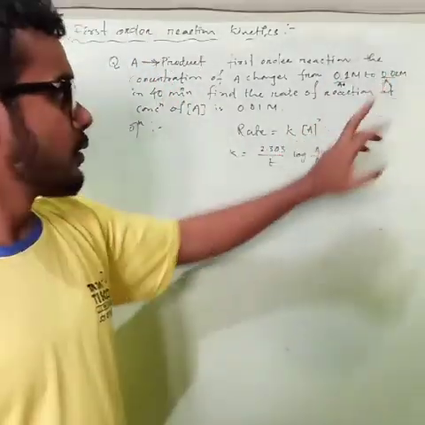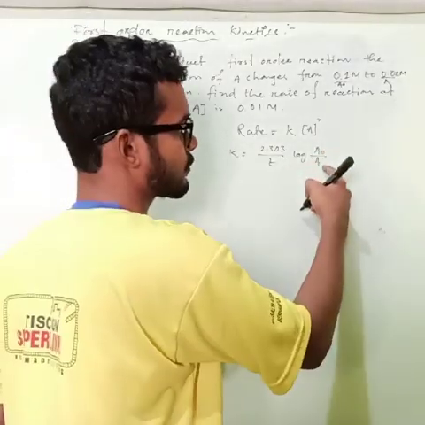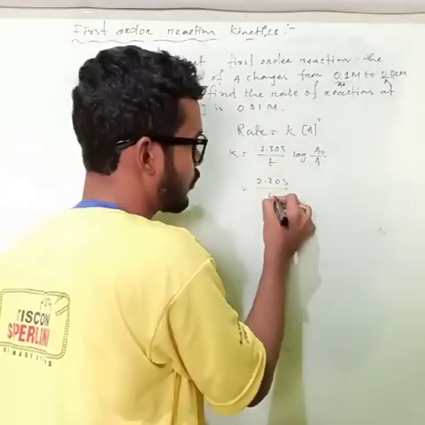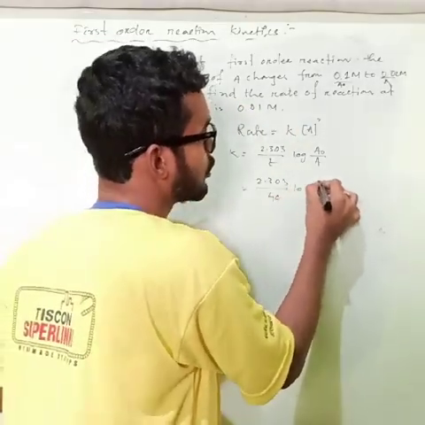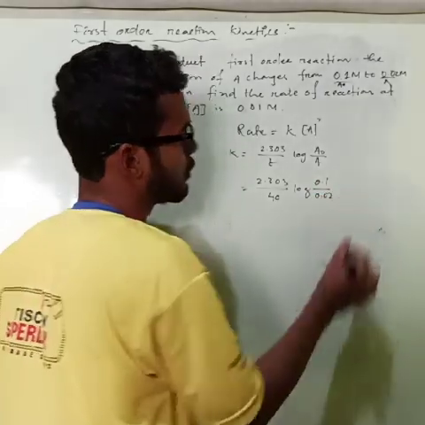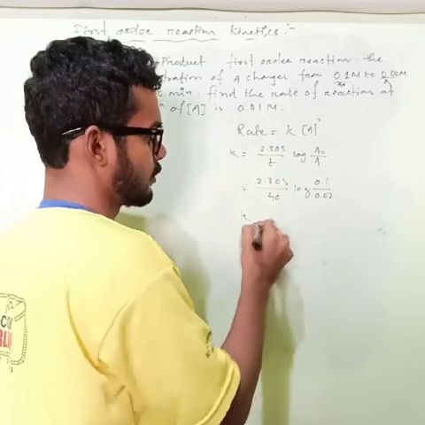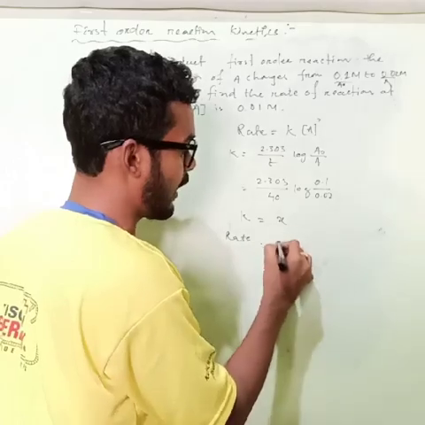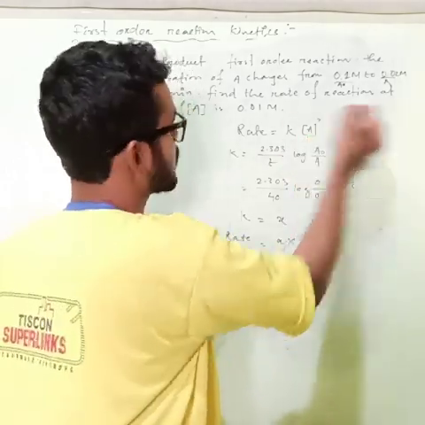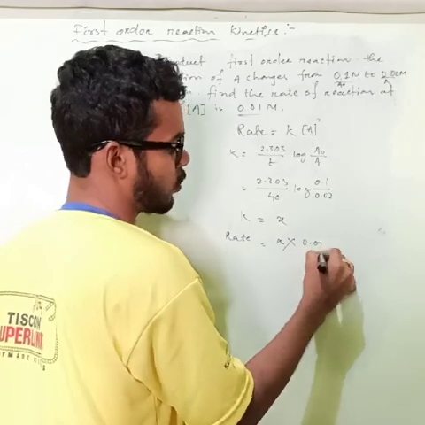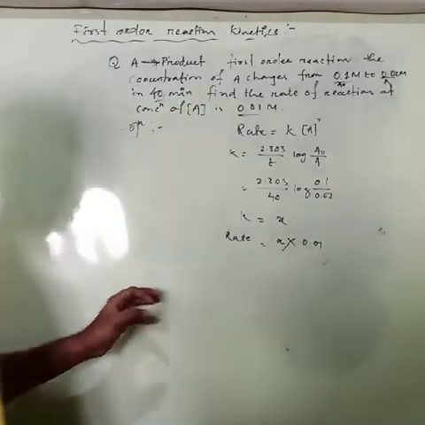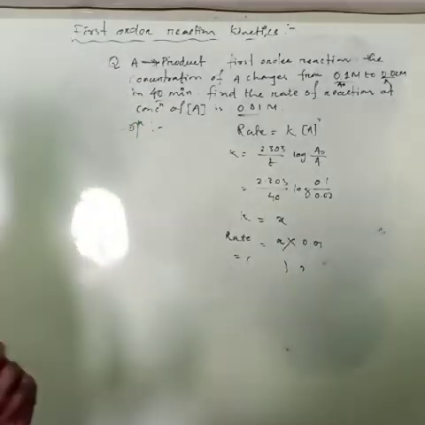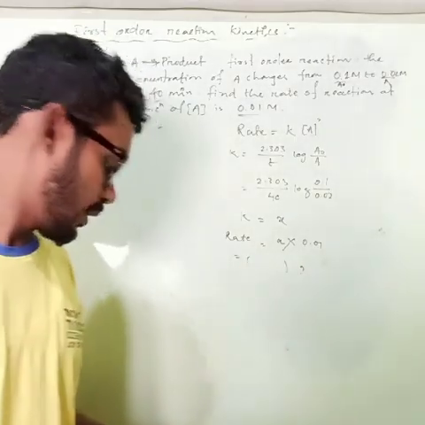So you can put the values: 2.303 by 40 log 0.1 by 0.02, since t is given as 40 minutes. If you solve it, you get k. Suppose k is x, so rate equals x into the concentration of a, which is given as 0.01. You will get the answer. So do it and submit the answer.